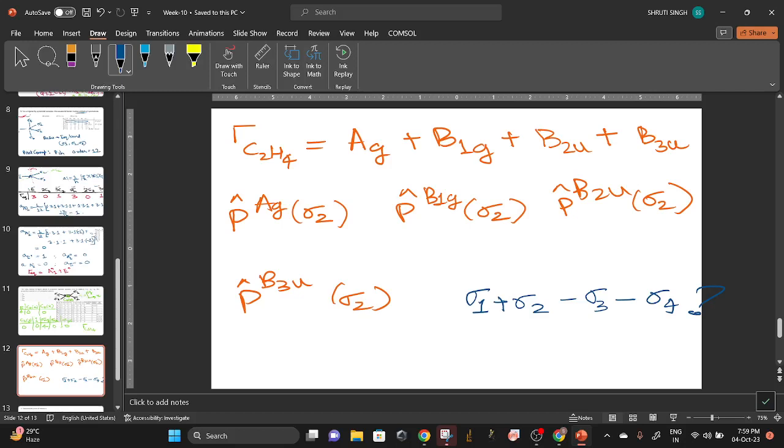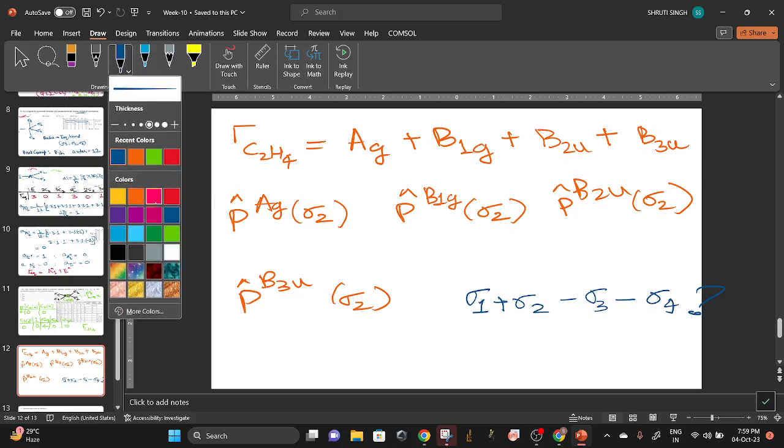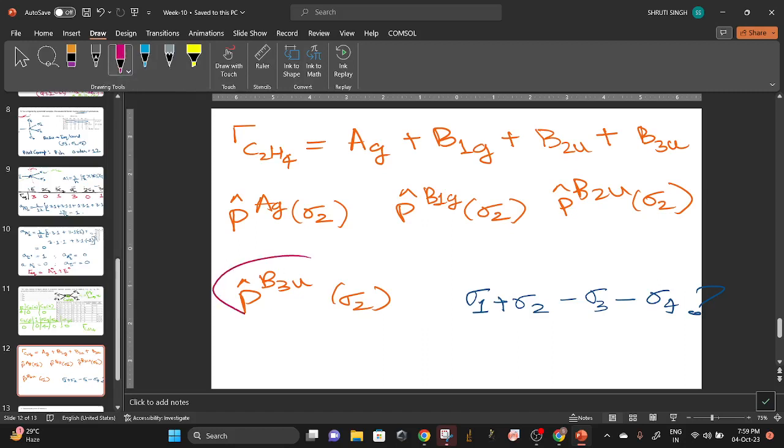Let me tell you the answer, otherwise you will have to do it 4 times to check. Actually, the correct method is to start with all four of them and see which one is matching. But let me tell you the answer, otherwise it will be a very lengthy explanation. The correct answer is B3u. So how is it the correct one?